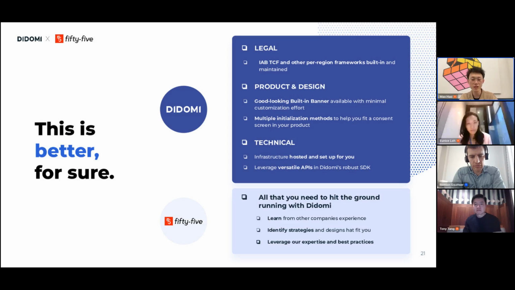And then following this, I have actually put together a demo iOS app to help you get a look and feel of what Didomi would actually look like in a real scenario. So I will go ahead and share my screen.